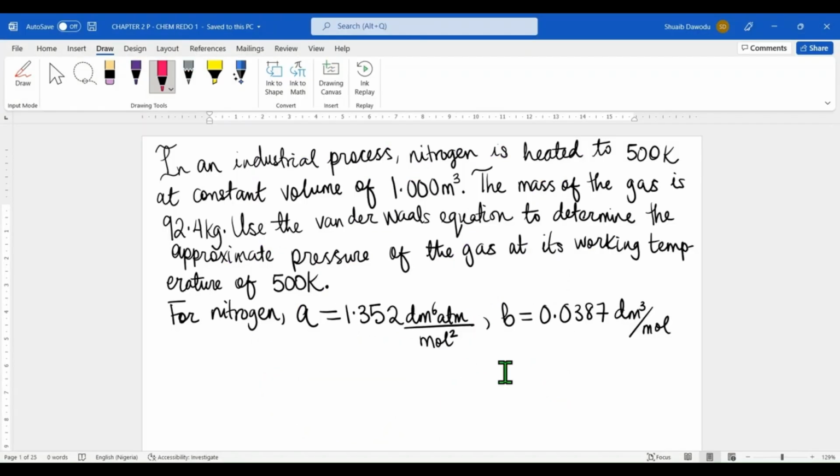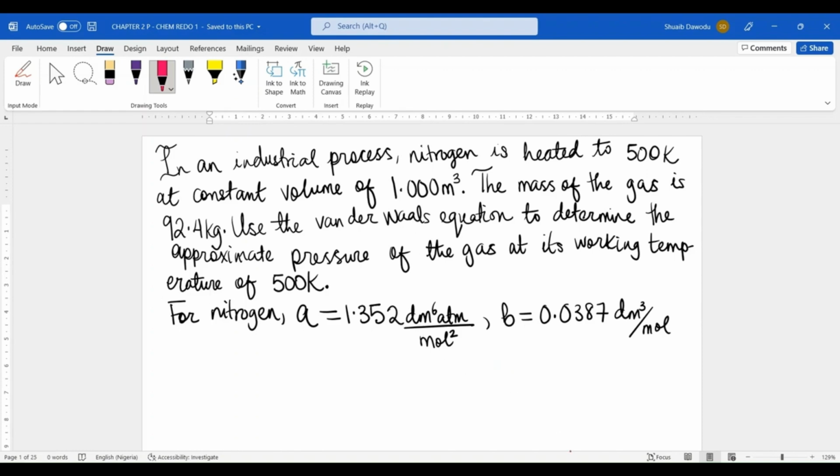Salam and welcome everyone. So today we're going to be working on the question on the screen that says, in an industrial process, nitrogen is heated to 500 Kelvins at a constant volume of 1.000 meter cube. The mass of the gas is 92.4 kilograms. Use the van der Waals equation to determine the approximate pressure of the gas at its working temperature of 500 Kelvin. For nitrogen, the van der Waals parameter A is equal to 1.352 decimeter to the power of 6 atmosphere per mole squared, and the van der Waals parameter B is equal to 0.0387 decimeter cube per mole.